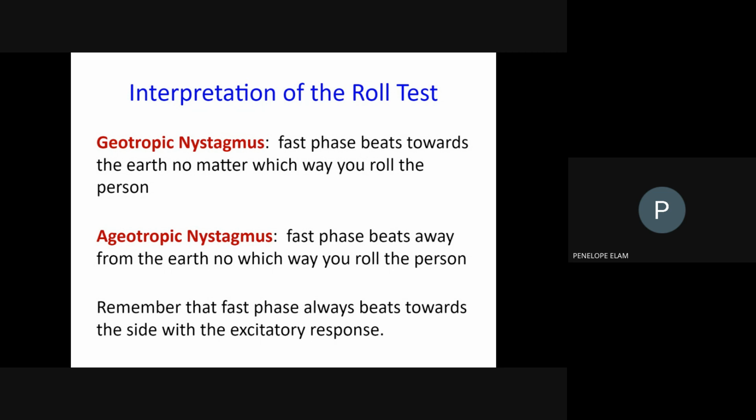So when we do a roll test checking for the horizontal canal, you're either going to see geotropic or ageotropic nystagmus. Remember, it's always named by the fast phase. So it's going to beat down towards the ground in a geotropic nystagmus, no matter which way you roll the person. If you roll them onto their left ear, it's going to beat towards the ground. If you roll them onto the right ear, it's still going to beat towards the ground.